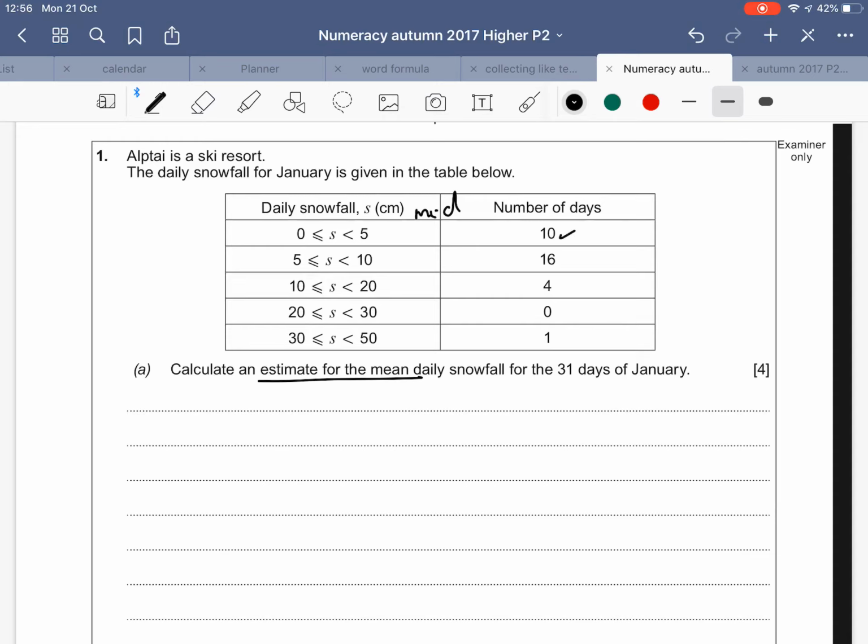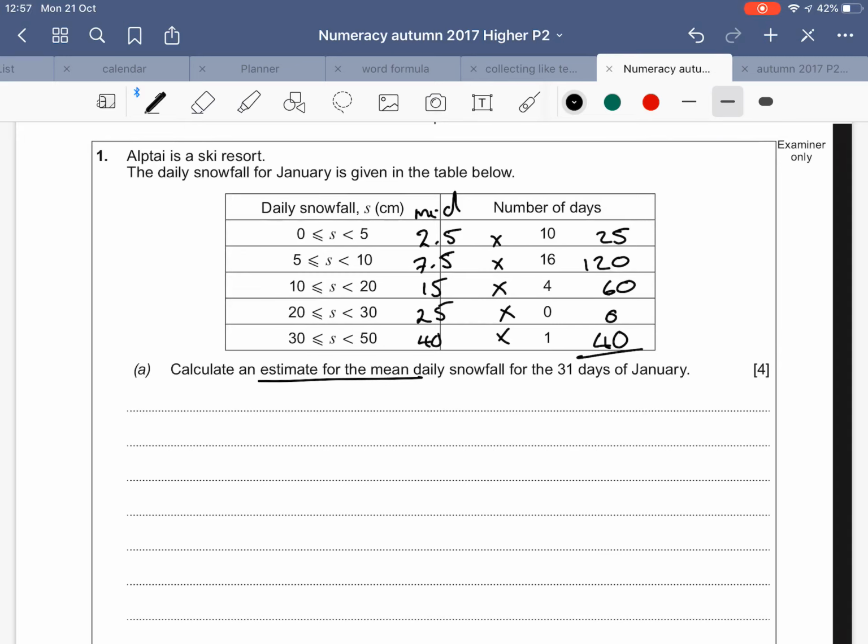Because obviously these 10 days could have been anywhere between 0 and 5, so we're assuming that this is the midpoint. So it's going to be 2.5, 7.5, 15, 25 and 14. So we want to times across now. Step 1 midpoint, step 2 times across, so we've got 25, 120, grab a calculator, won't take you long.